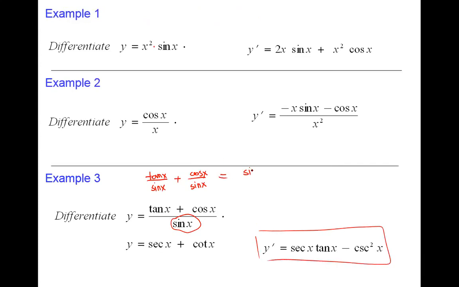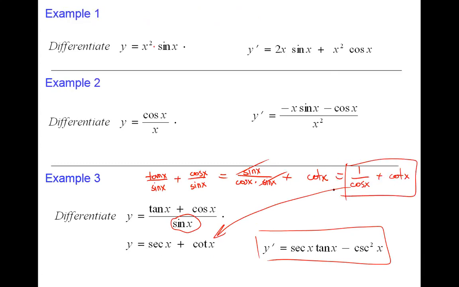Let me maybe rewrite. Tangent is sine over cosine, and this is another sine, and that's cotangent. 1 over cosine. This is still not a derivative, right? It's just a function. That means 1 over cosine is secant, secant of x and cotangent.